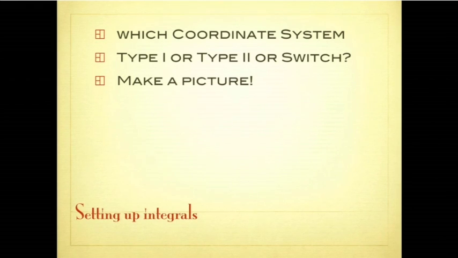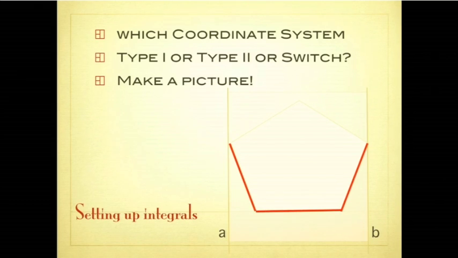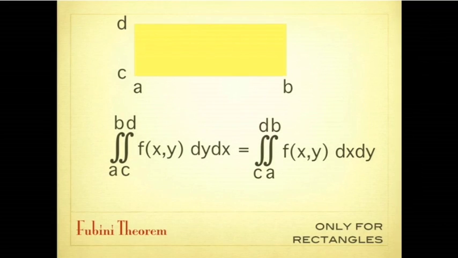So first of all, make sure you use the right coordinate system. And also look whether you use a type 1 or type 2 integral. Possibly switch from type 1 to type 2. And then really important is to always make a picture to really set up the integral. Usually, for the type 1, you have a lower function and an upper function. And for a type 2, you have a left function and a right function. And also remember Fubini. Fubini tells us that for rectangles, we can interchange nicely, but that's only for rectangles.